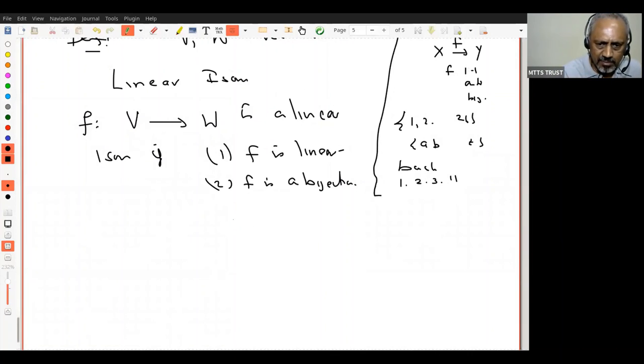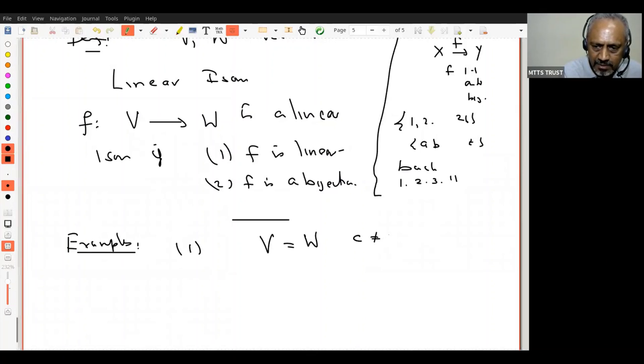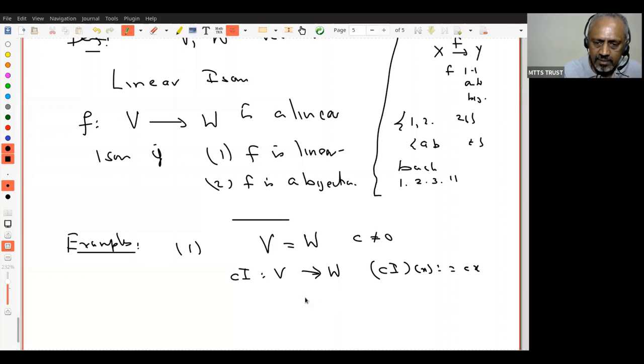Have you seen examples of linear isomorphism? Okay. For once, let me do the simplest example. If V equals W, and suppose c is a non-zero scalar, then c times identity from V to W. Remember what is the mapping? c times identity of x by definition is c times x. This we know is a linear map, and it's a bijection.